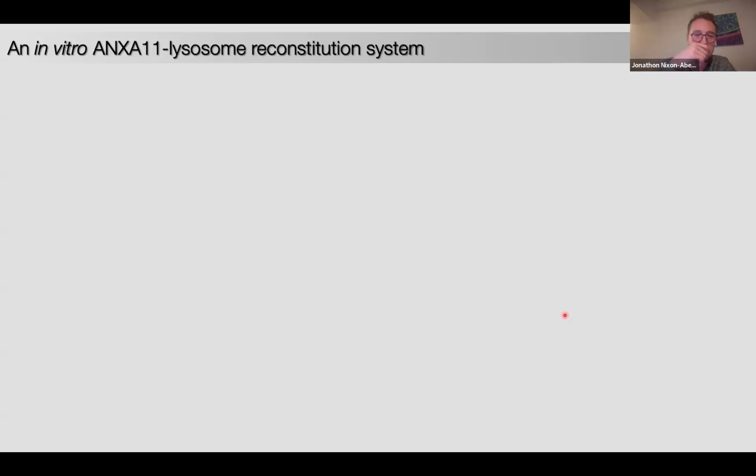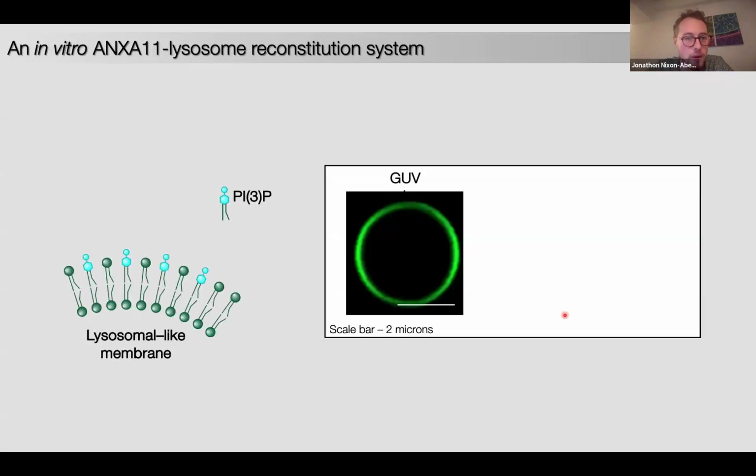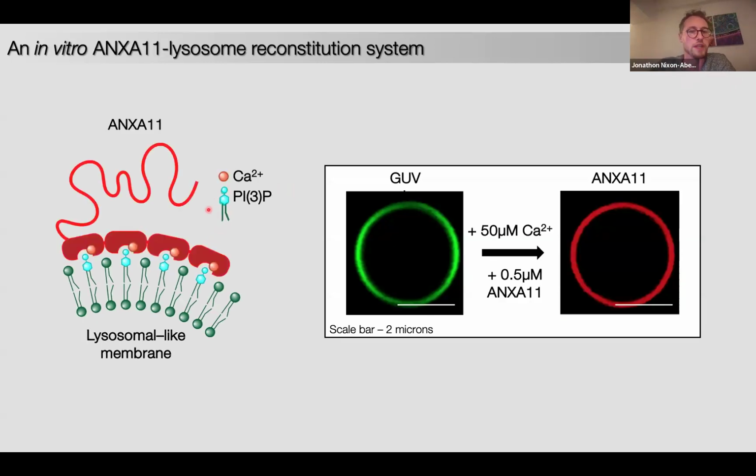And so to test this, we decided to build a simple in vitro reconstitution system. And so for our lipid component here, we generated giant unilamellar vesicles, GUVs, with a lipid composition that very closely matched that of lysosomes. And importantly here, it includes the phospholipid PI3P, which is the major lipid that annexin binds to. What we could then do is add physiological concentrations of fluorescently labeled purified annexin A11 to our GUVs, which binds to the membrane in the presence of calcium. And you can see that shown here with annexin shown in red being recruited to the membrane surface.